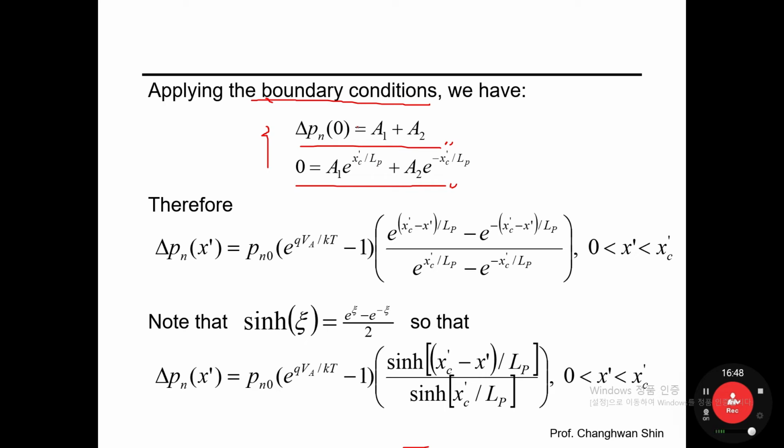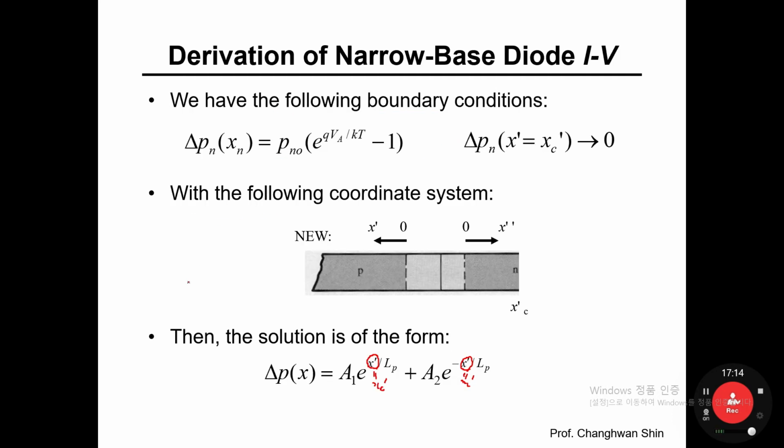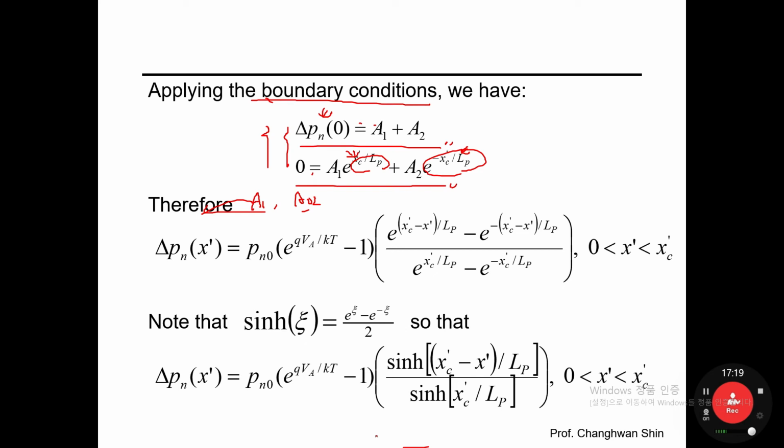Now, since we know this value and that value and this value, so two unknowns, a1 and a2, and two equations, so definitely we can solve it. You're gonna get a1 and a2 by solving these two simultaneous equations, and then plug a1 and a2 into the original general solution form here. Then you're gonna build up this equation. Definitely x prime should be in the range of 0 to xc prime.